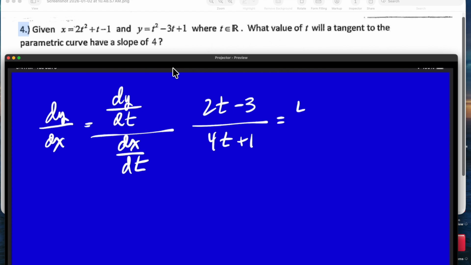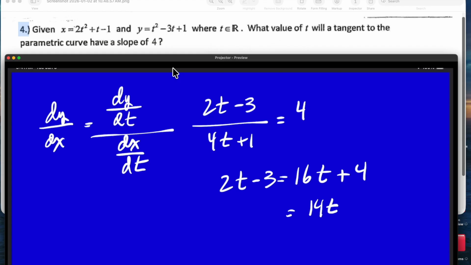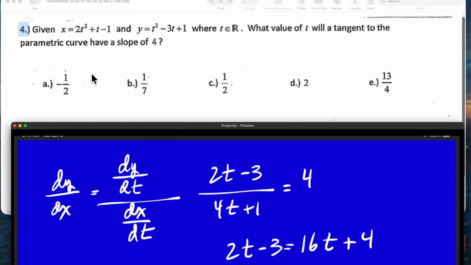So we'll set this equal to 4, then we'll cross multiply. 2t minus 3 equals 16t plus 4. And we'll have 14t equals negative 7. t equals negative 1/2. Let's see if that's a choice. And it is choice A.